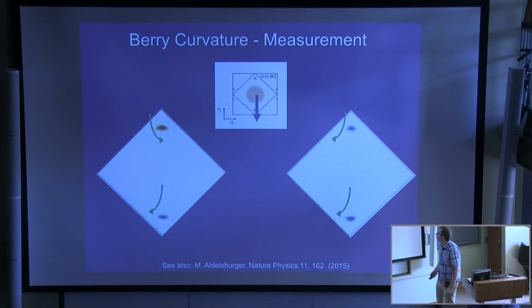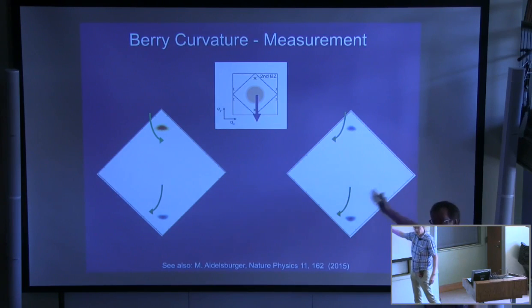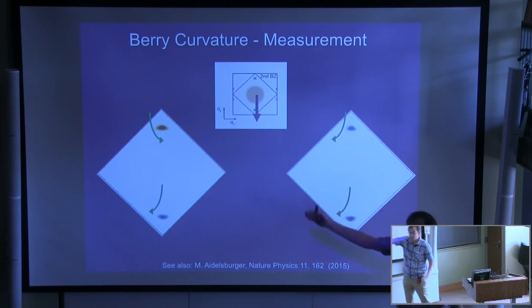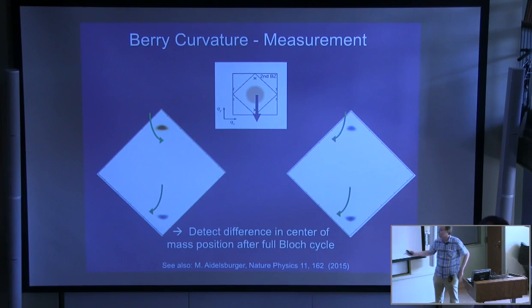We can measure the transverse drift. We measure if we accelerate downwards, and then we see, okay, in this case, there should be a difference if we have non-trivial topology, whilst in the other case, both times should cancel. And then we detect the difference in the center of mass position.